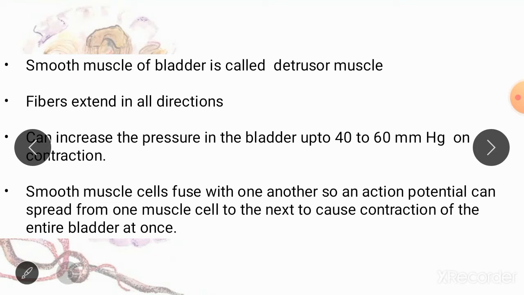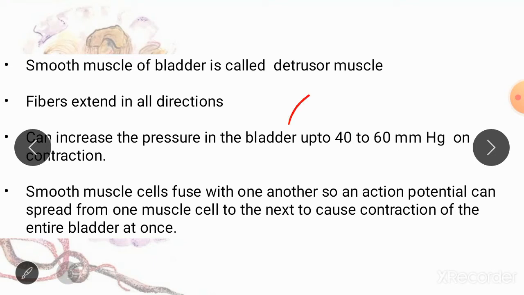Also, the smooth muscle cells are fused to each other, and they have special gap junctions between them which allow the action potential to travel from one smooth muscle cell to other smooth muscle cells, so they can all act as a syncytium. They can contract together, so all of the bladder can contract at once.